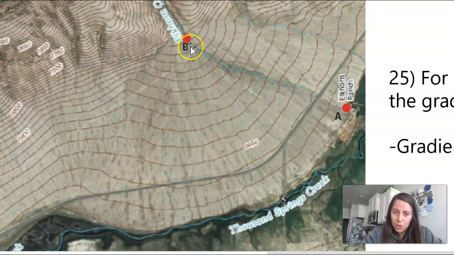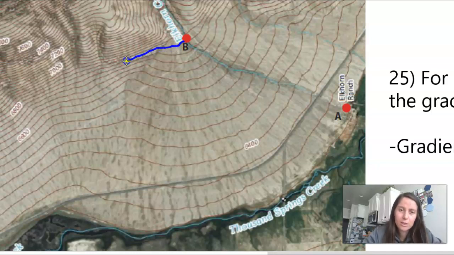Okay, so let's measure what elevation point B is at. So we know that B is pretty much lying at this contour line. So let me draw. Okay, so it's this contour line. I'm going to make this blue. Okay, so if I follow it along as closely as I can, that contour line is thankfully about 6,800. Okay, so that would be my higher elevation.